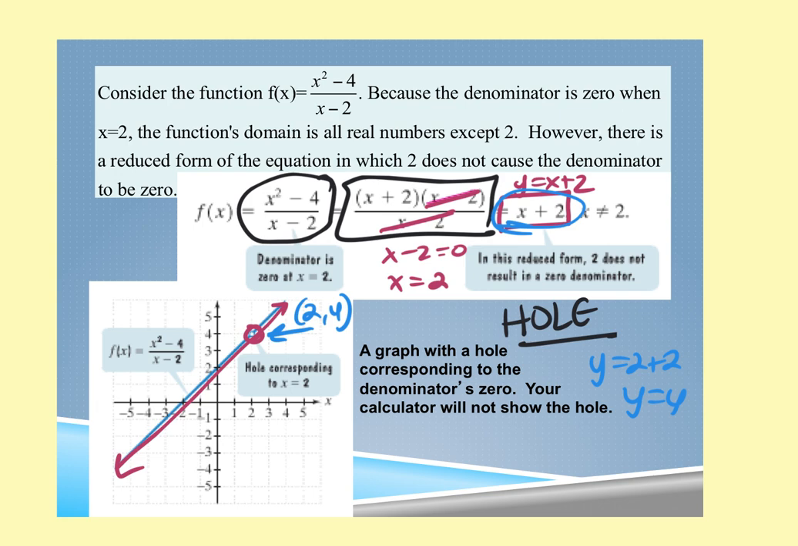So now every time we do a function, we're going to check for a hole. We're going to factor it. We're going to find the domain first because domain is not impacted by a hole. So we're going to factor. We're going to find domain. Then we're going to check for a hole. Then we do vertical asymptote, then we do horizontal asymptote.